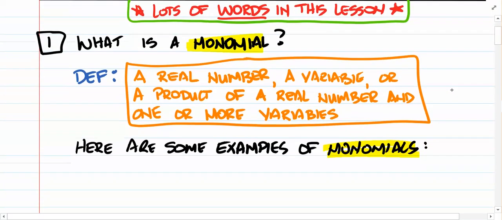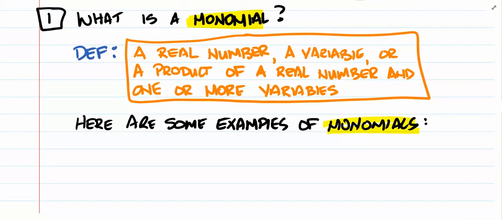And here is the first box. The question I'm asking you is, what is a monomial? Now, this is an Algebra 1 course, so we want to make sure that we get our words down correctly. So here is the definition that we're going to be using. A monomial is a real number, a variable, or a product of a real number and one or more variables. So I'll say it again. It's a real number, a variable, or a product of a real number and one or more variables.